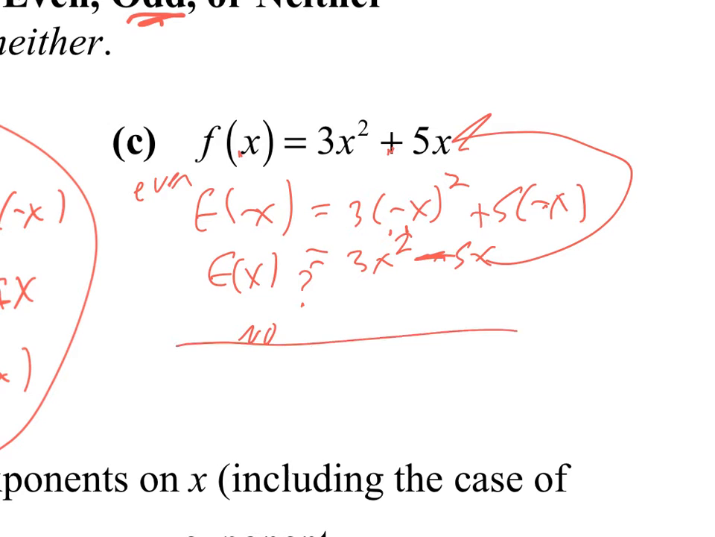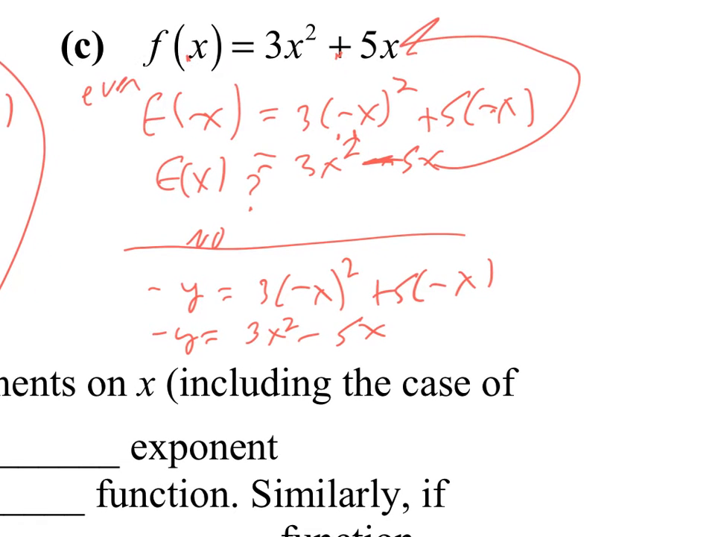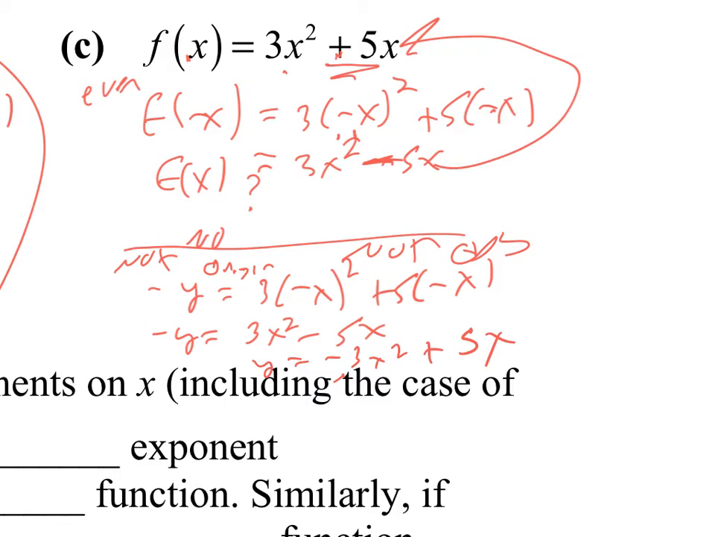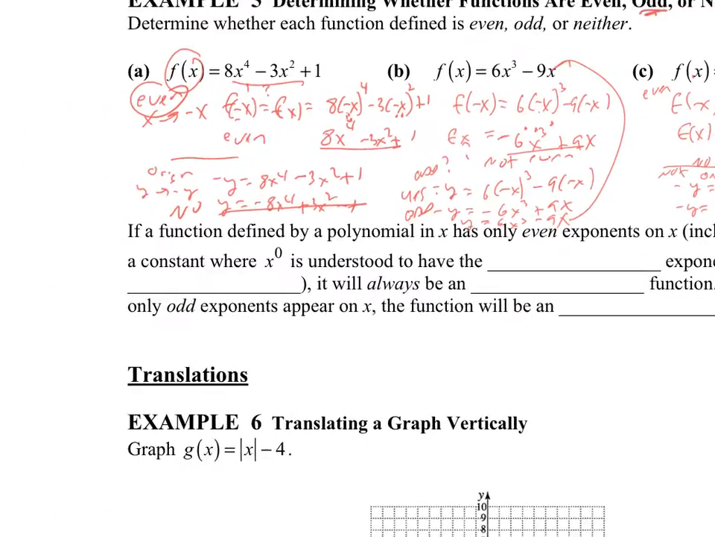So then I check by plugging in both of them and see what happens. Negative y equals 3 times negative x squared plus 5 times negative x, which gives me negative y equals a still positive 3x squared, still minus 5x. Get rid of that negative: y now equals negative 3x squared plus 5x. Well, this part fixed, but now the first part's negative. So it's not symmetric about the origin, so it's not odd. So we call this one neither. It happens. Okay.